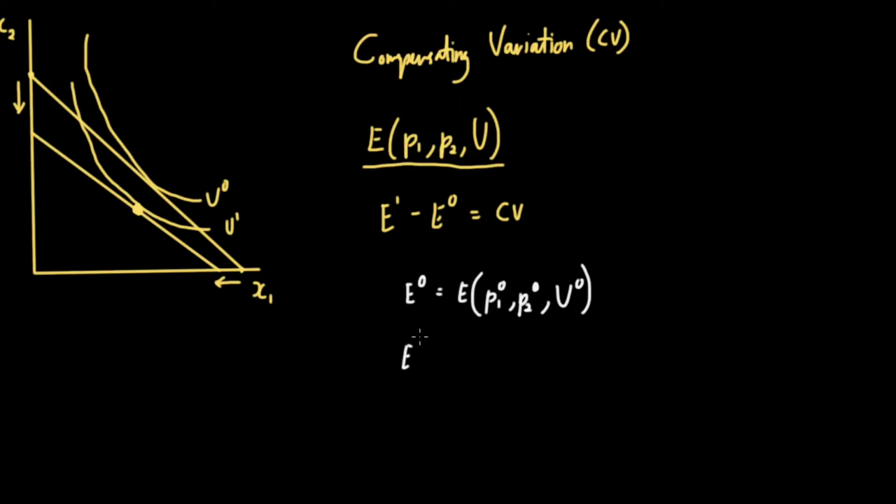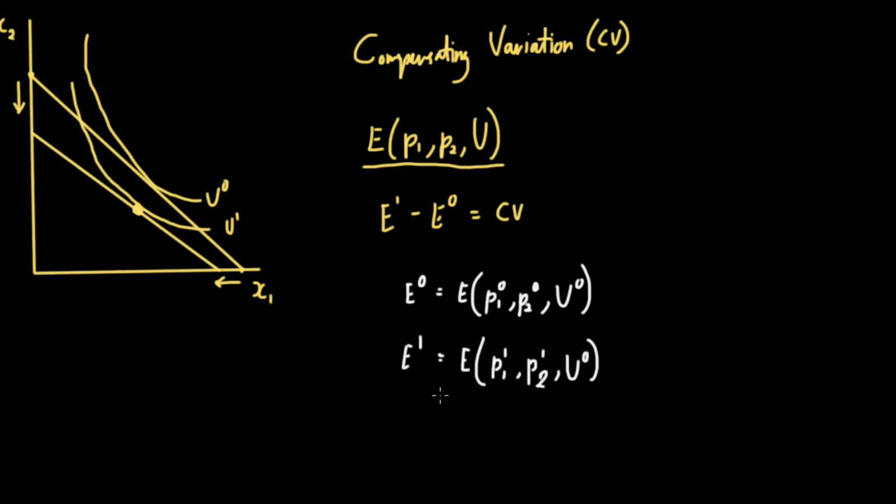E1, on the other hand, has the new prices substituted into the expenditure function, but the utility level is the old utility level, since we're targeting, or trying to bring the consumer to, that utility level, which is U naught. Let me change something here. This is supposed to be 2 and not 1.